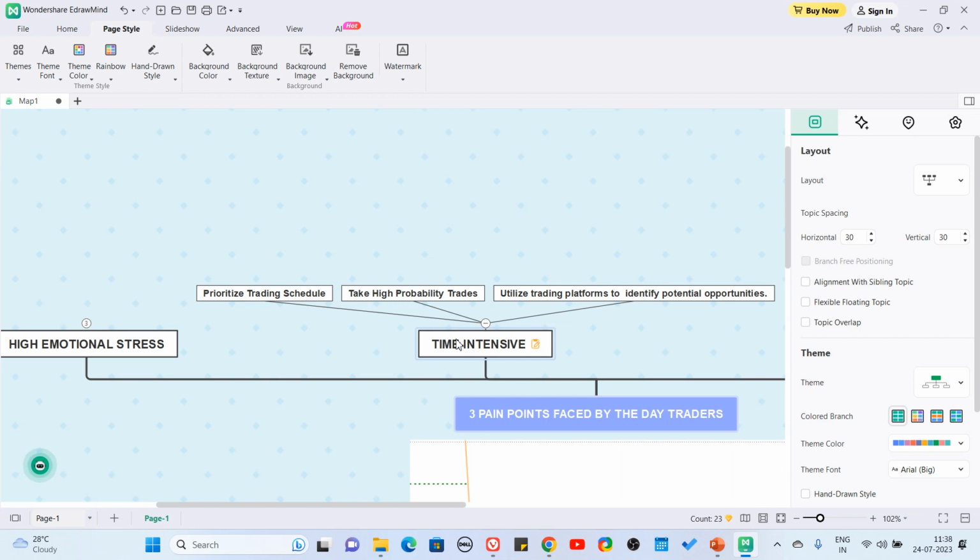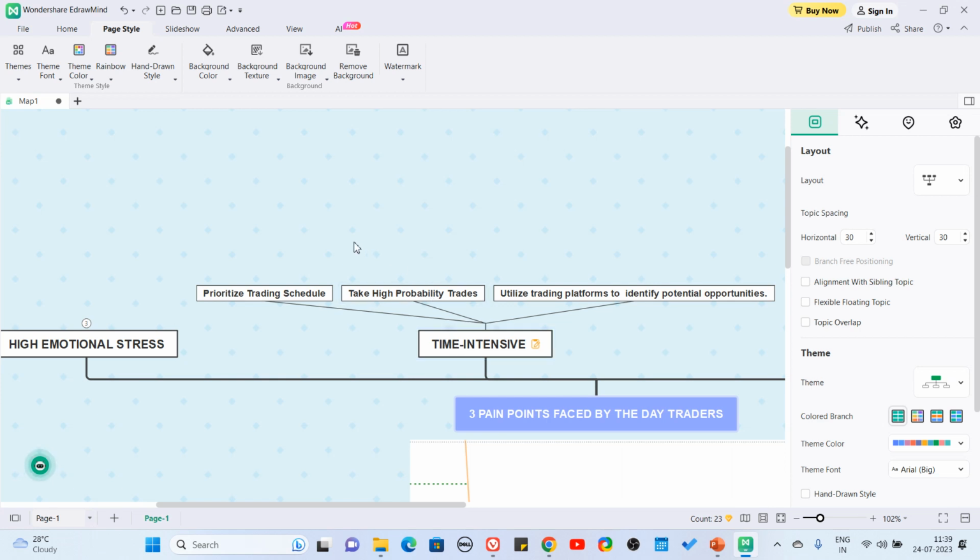That means you have to give that particular amount of time to the trading. You have to sit at your desk at least at 8:30 a.m. to plan the trades, do pre-market analysis, and you have to stay till the market closes at 3:30 p.m.